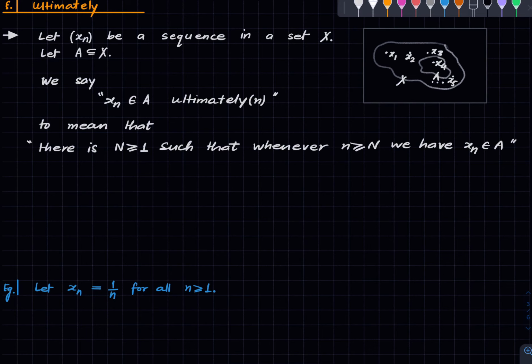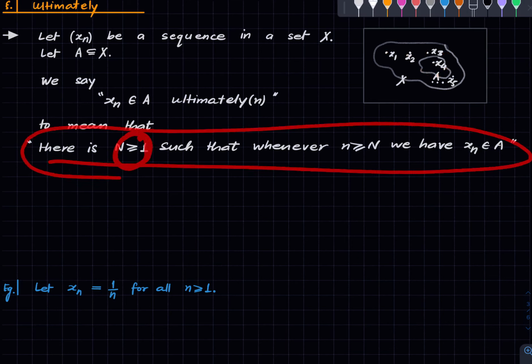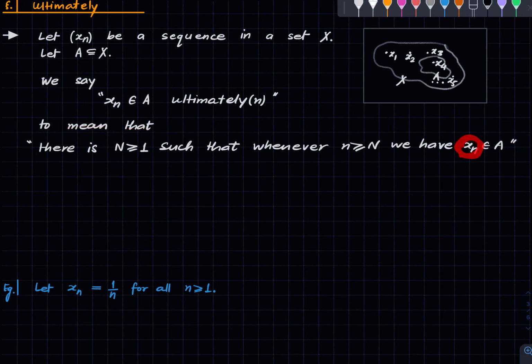So note that this language is very, very aptly chosen because what is this saying? It is saying that beyond a certain point, if you think of natural numbers as time, think of 1 as 1 unit of time, 2 as 2 units of time, and so on, and a sequence as something that is evolving over time, then what the statement says is that after a certain timestamp, all the things that appear after that lie in A. So eventually or ultimately, xn always lies in A. And that is exactly our definition of ultimately.